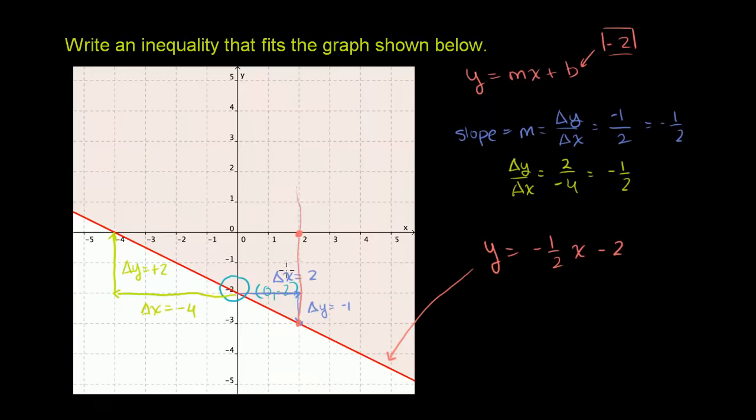So the inequality that fits the graph below is y is greater than or equal to -1/2 x minus 2. That is the inequality that is depicted in this graph, where this is just the line, but we want all of the area above and equal to the line. So that's what we have for the inequality.